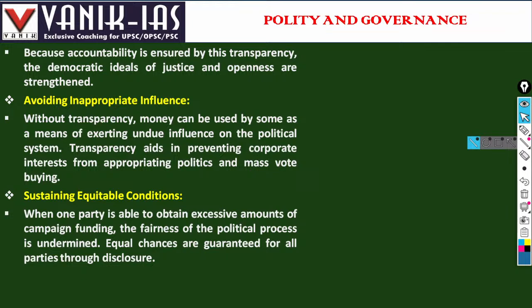Avoiding inappropriate influence: without transparency, money can be used by some as a means of exerting undue influence on the political system. Transparency aids in preventing corporate interests from appropriating politics and mass vote buying. Then, sustaining equitable conditions: when one party is able to obtain an excess amount of campaign funds, the fairness of the political process is undermined. Equal chances are guaranteed for all parties through disclosure.